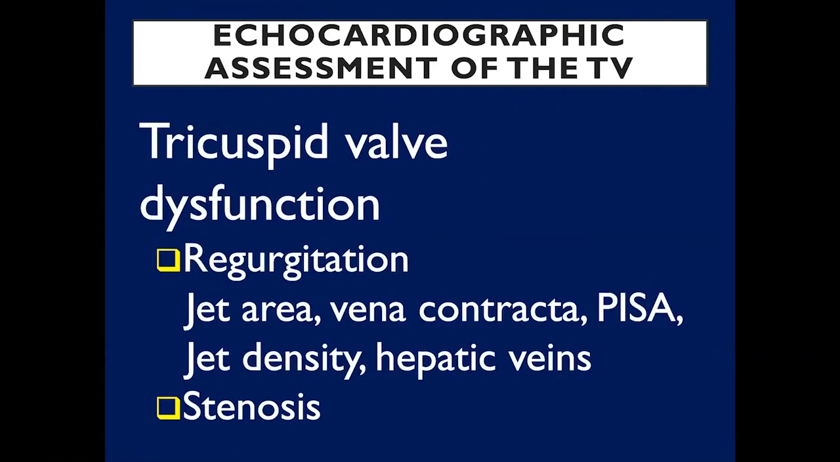So let's pay a little more attention now to the assessment of tricuspid valve dysfunction. As we said before, the most common type of tricuspid valve dysfunction is regurgitation, and that is assessed using jet area, vena contracta area, the PISA method, which we'll talk about, jet density, and the hepatic veins. And then we'll spend some time on tricuspid valve stenosis.